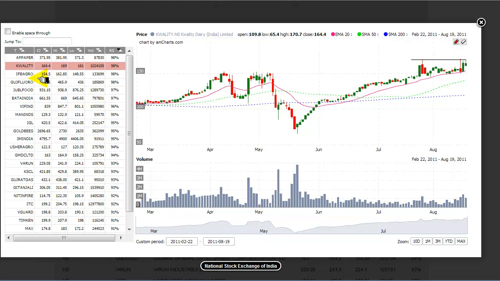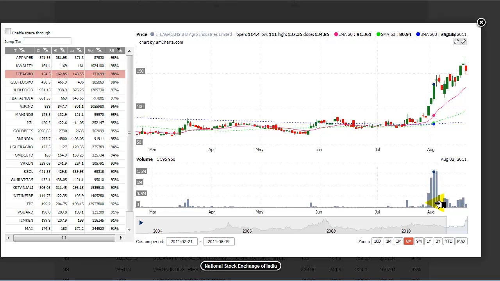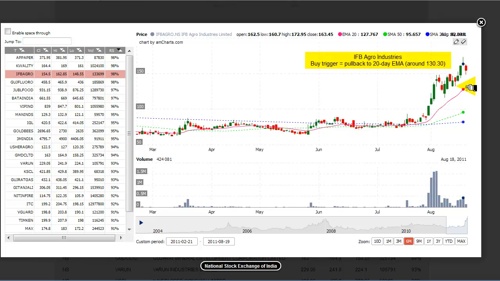Looking at the next stock, we've got IFB Agro Industries. Notice how the stock has broken out on high volume, which indicates institutional buying interest, big volume here. And the stock is just entering into a new uptrend, brand new uptrend. So even as the market's getting killed, notice how this stock's marching steadily higher. We like this stock for potential buy entry on a pullback to the 20-day exponential moving average. The first touch of this 20-day EMA, presently around the 130 level, is a low-risk buy entry.